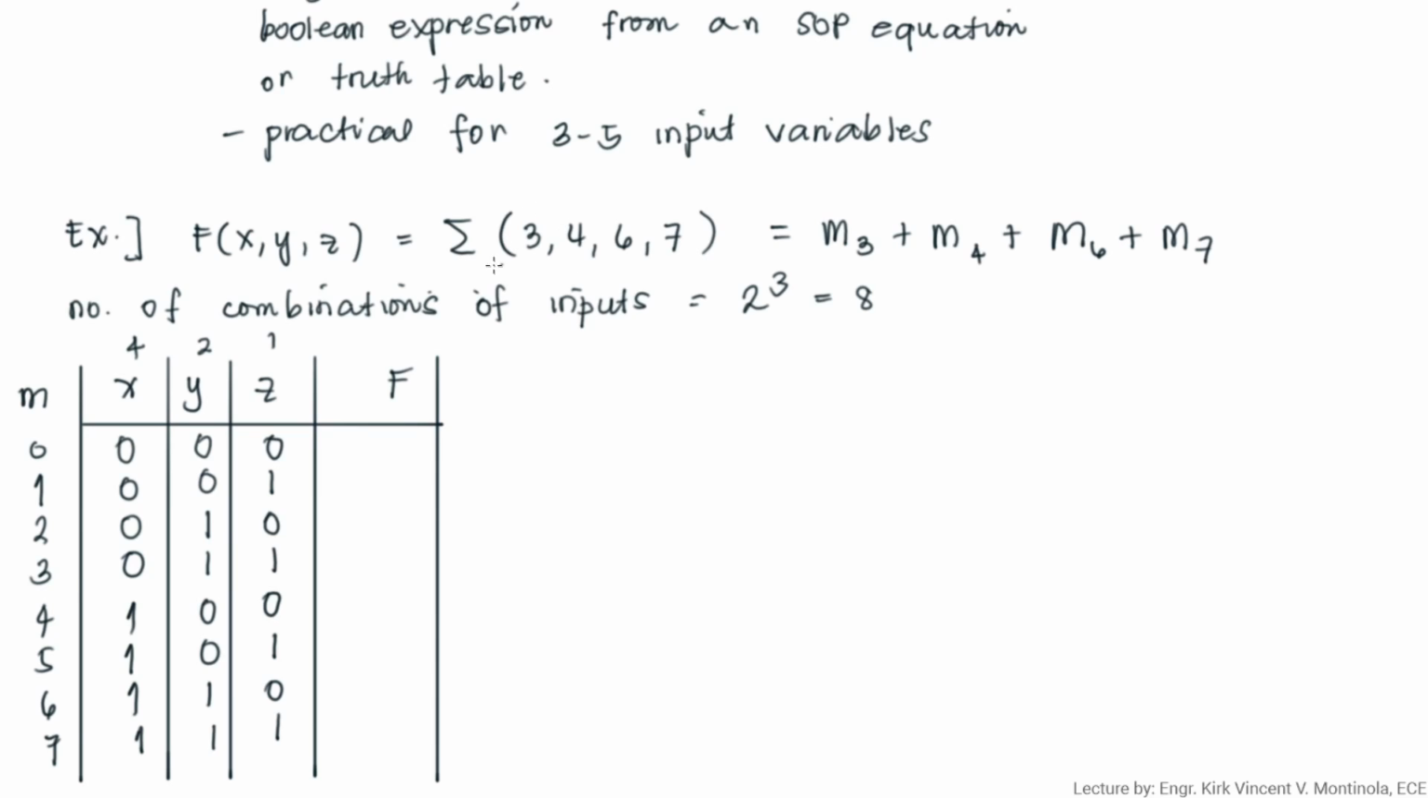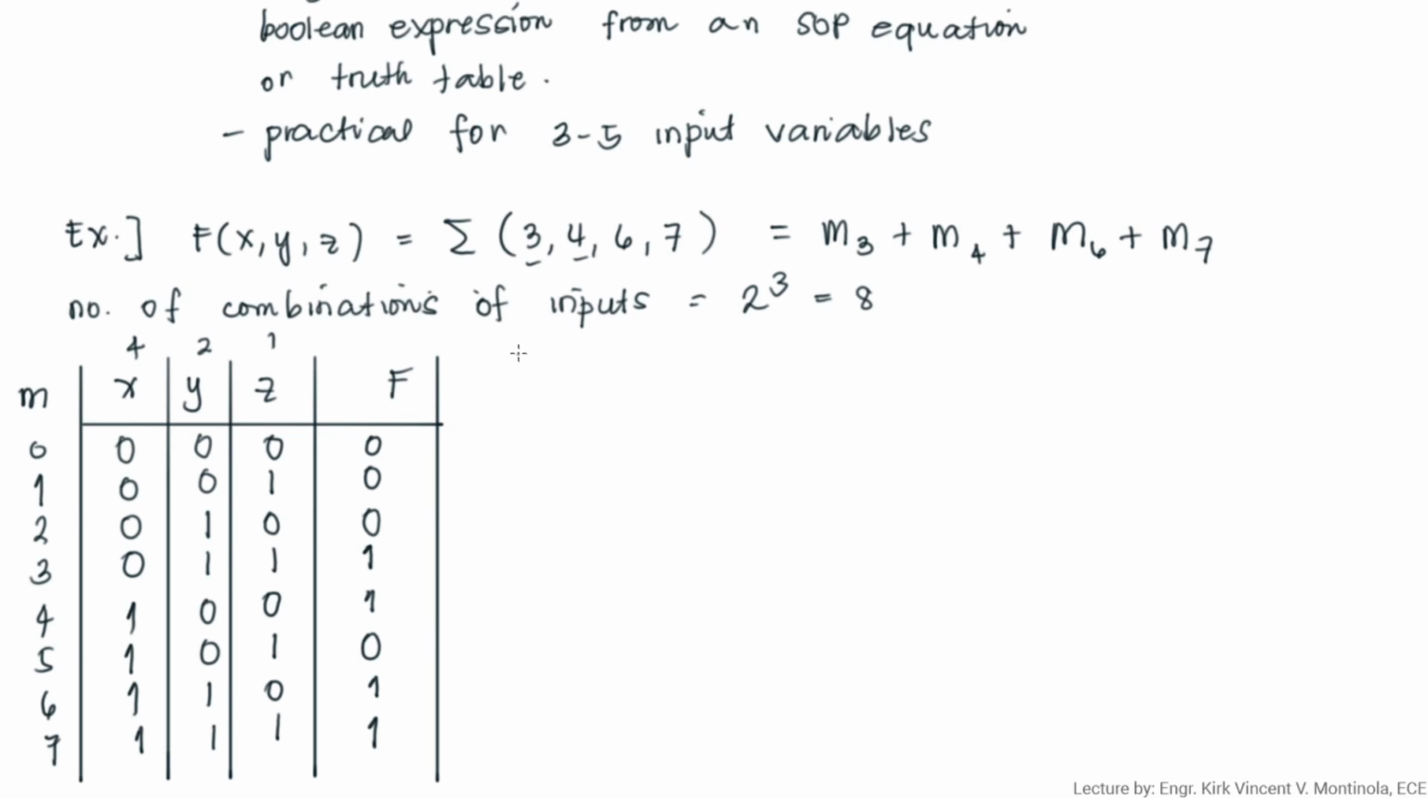Okay, then our function has a high output at minterms 3, 4, 6, and 7. So you indicate a logic 1 on minterm 3. Where is it? This one. Minterm 3. And then we have minterm 4. Then we have minterm 6, and we have minterm 7. And the rest, you'll be writing as 0. Then count again if you have a total of 8 combinations: 1, 2, 3, 4, 5, 6, 7, and 8.